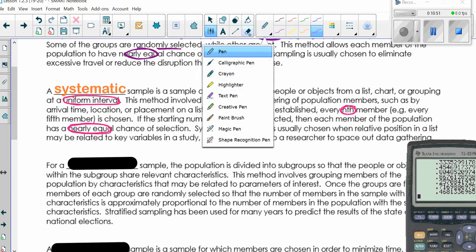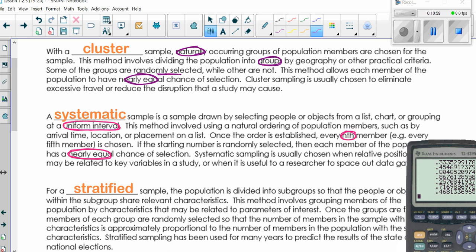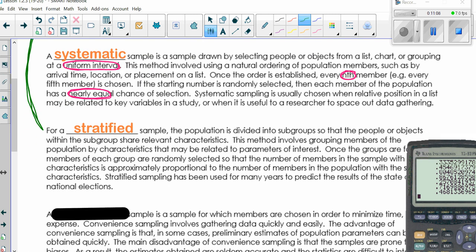All right. This next one usually gets confused with cluster up here, so we'll have to do some work to make sure we understand the difference between stratified and cluster. So these two are very similar to each other, but there's definitely differences that we're going to have to pay attention to.